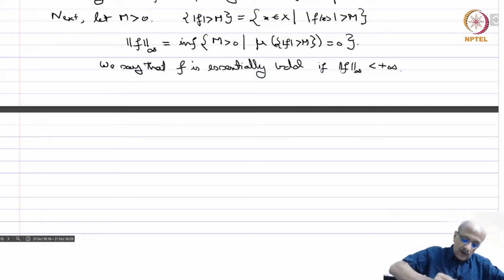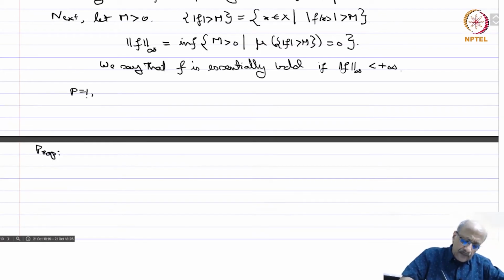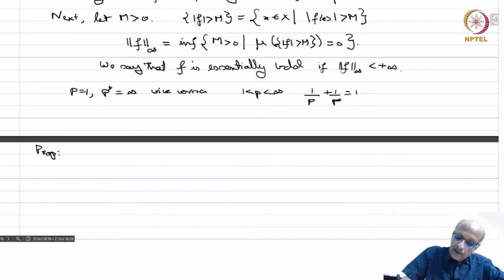Okay, so now we have the proposition. If p equals 1, we said p star equals infinity and vice versa. If p equals infinity, p star equals 1, and if 1 less than p less than infinity, then p star is the conjugate exponent, so 1 by p plus 1 by p star equal to 1.